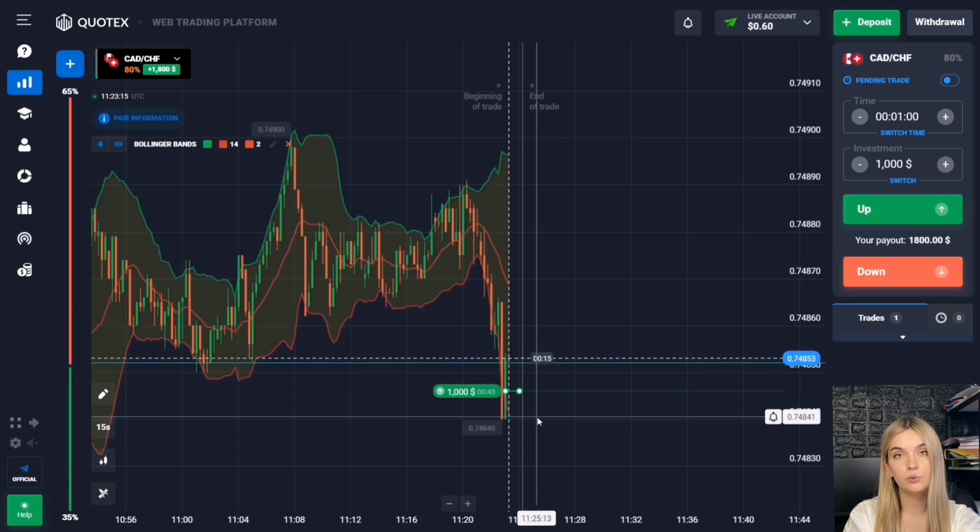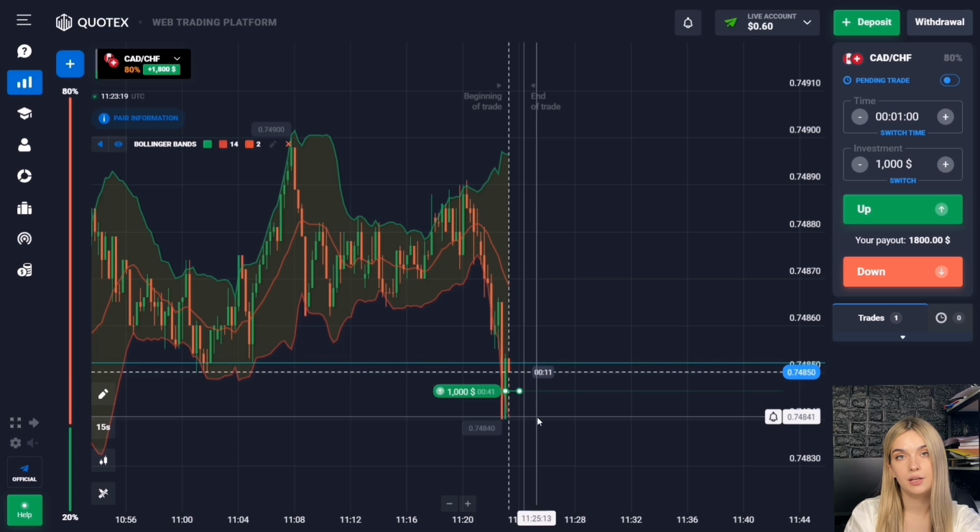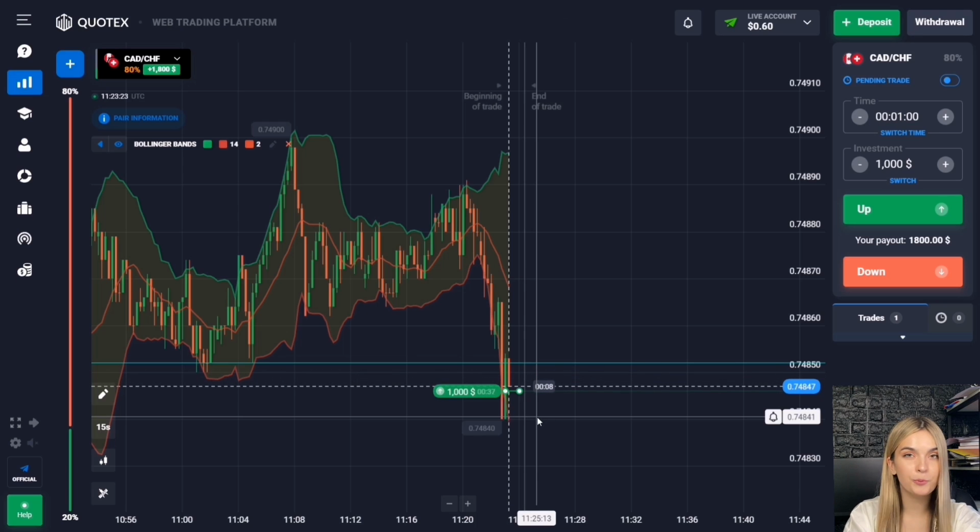The level is internal, which means that it will still be easily broken through. But at least after the impulse movement downwards, a pullback will occur. And it is in this moment we'll try to earn money. And so guys, let's wait for the end of our deal.